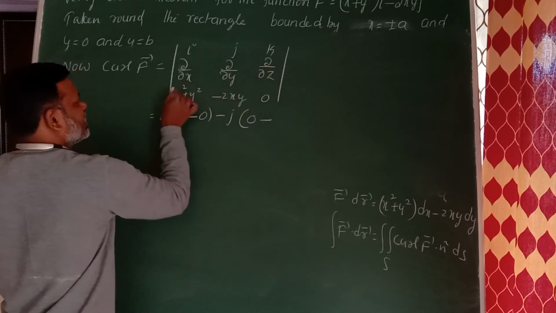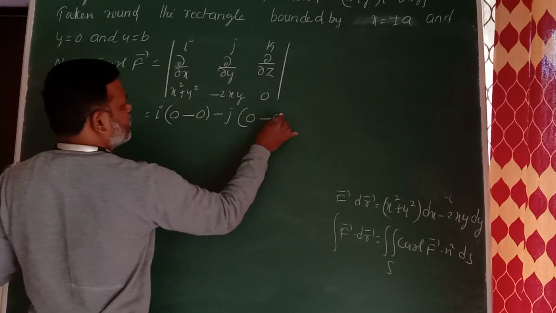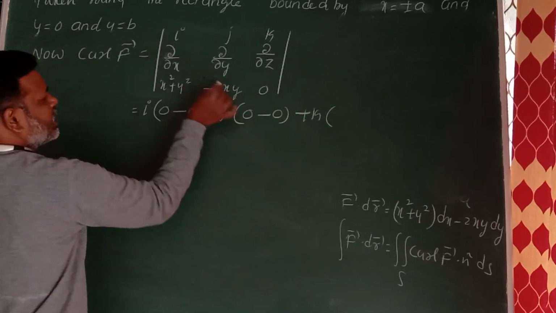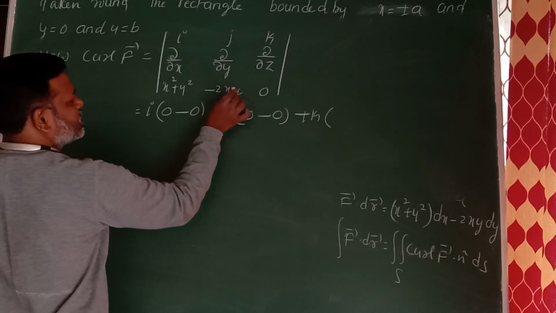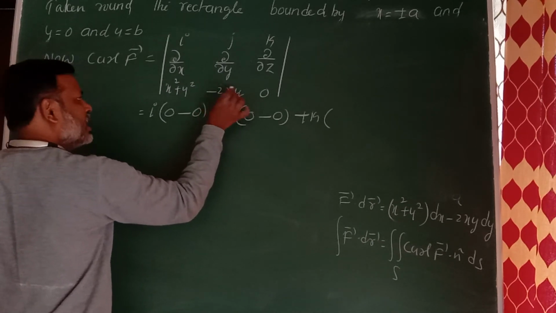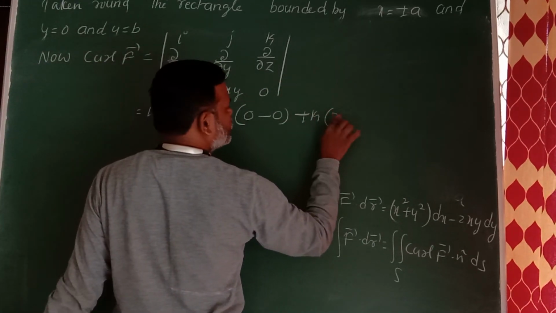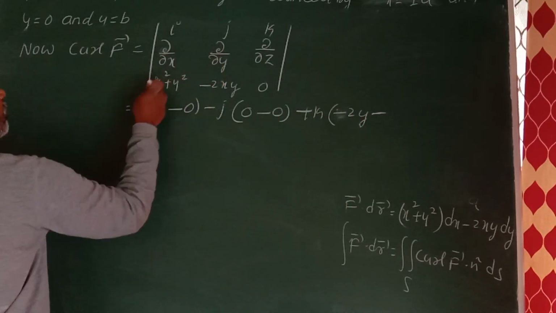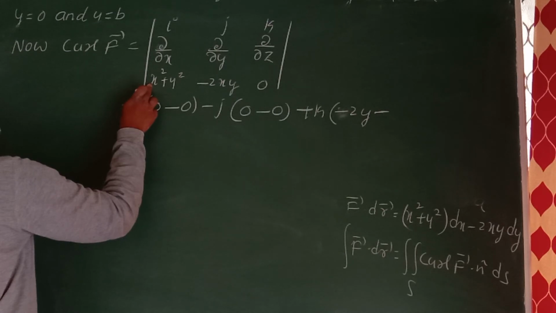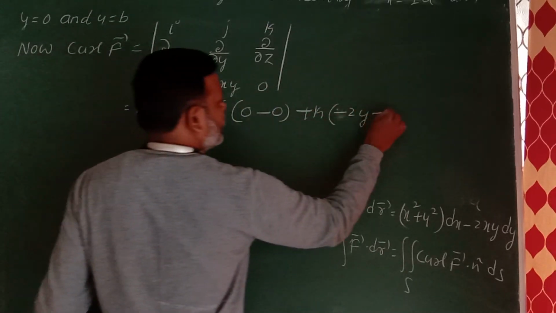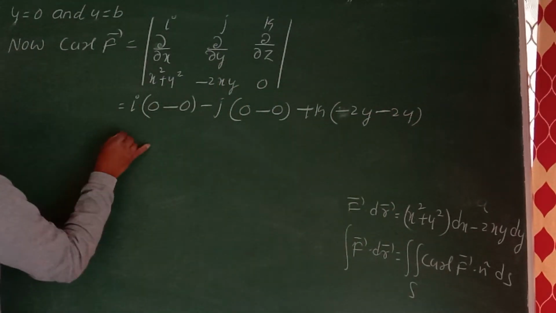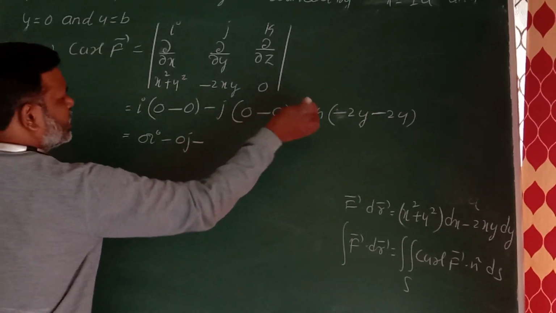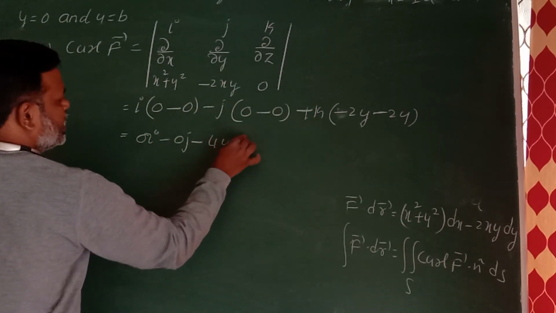del by del z of this, it is independent of z, this becomes 0, plus k into what happens here, del by del x of minus 2xy, y is constant, minus 2y into derivative of x is 1, minus 2y, minus del by del y of this, x square becomes 0, it is independent of y, derivative of y square is 2y. What's remaining is 0i minus 0j minus 2y minus 4y into k.